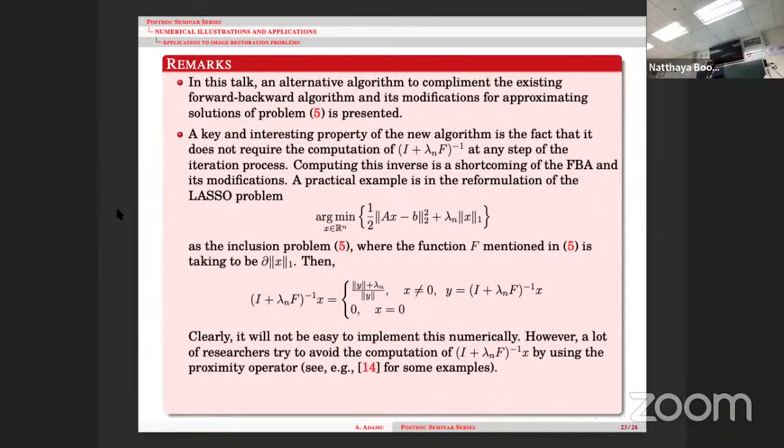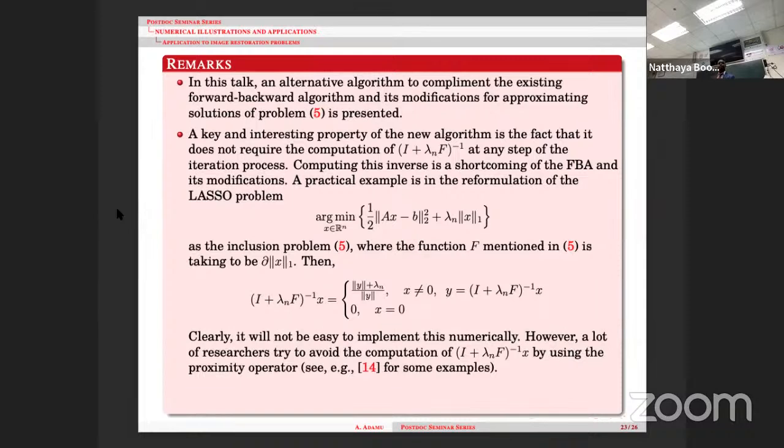What I mean is, if this is F and this is G, take F plus G as one operator and see what happens. No, maybe that's the only investigation.